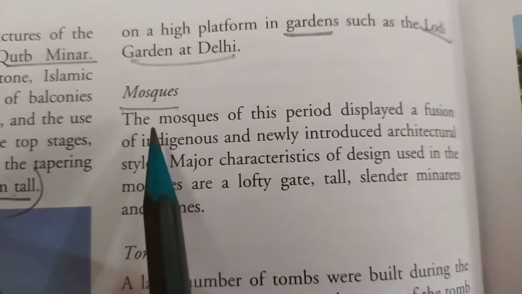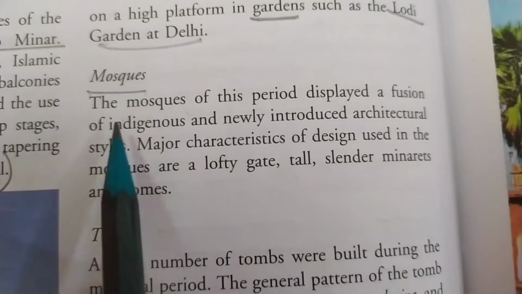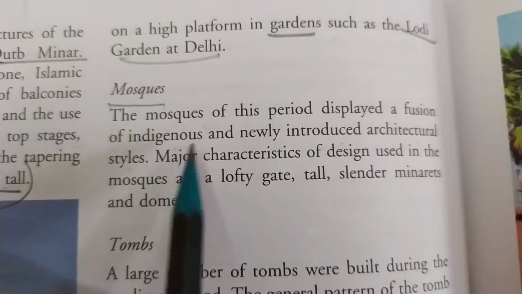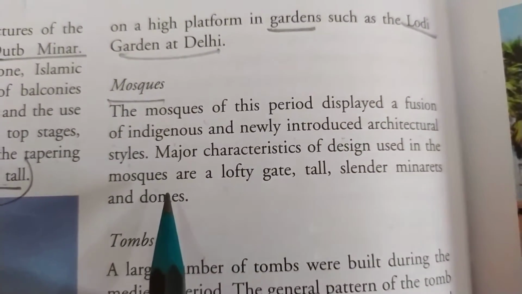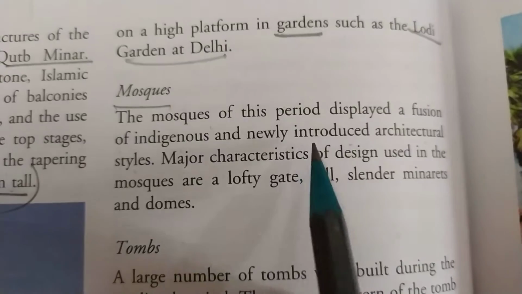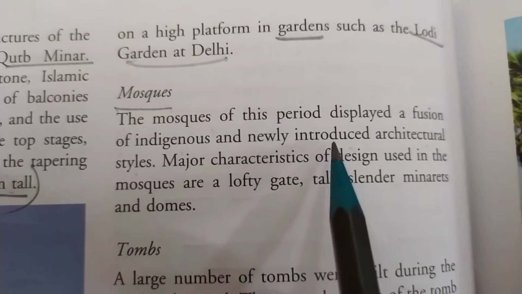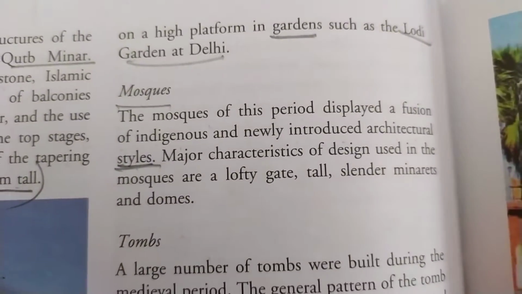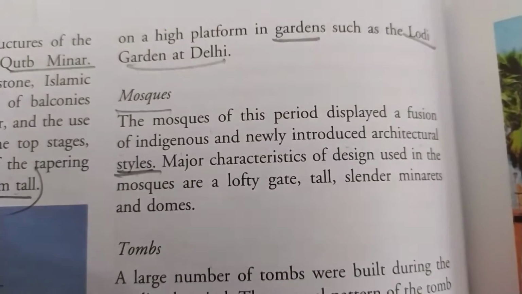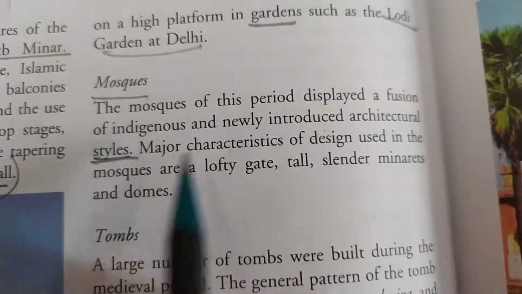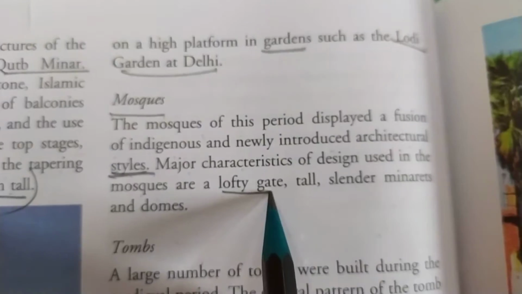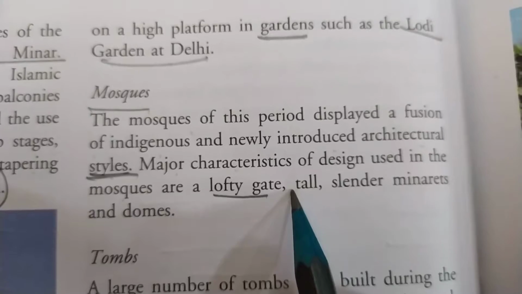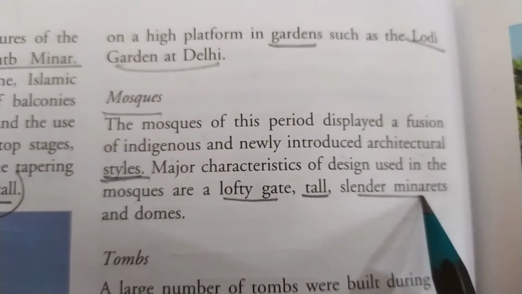Next is the mosque. The mosques of this period display a fusion of indigenous and newly introduced architectural styles. So the mosque was also quite different from each other during the different dynasties, and in the mosque different types of architectural style were introduced by different dynasties, just like the Turkish, Afghan and Mughals. Major characteristics of design used in the mosques are a lofty gate, that means a huge gate, and the mosque was quite tall, with slender minarets and domes.